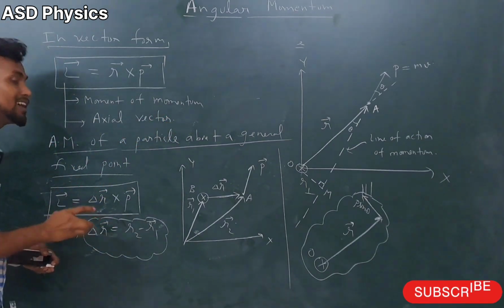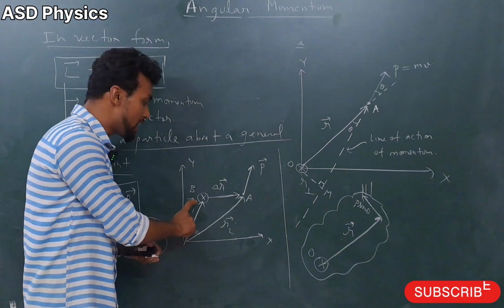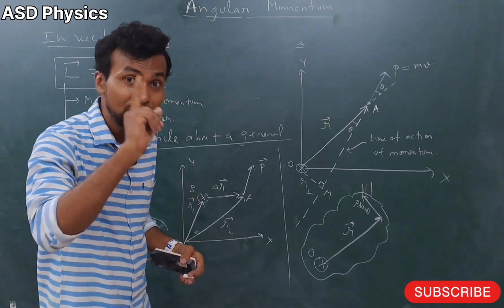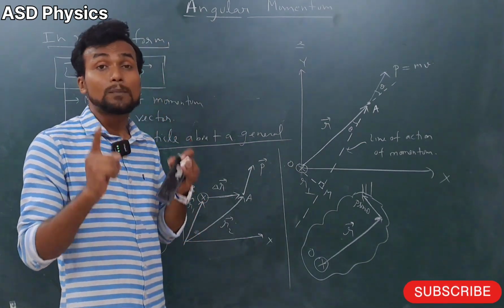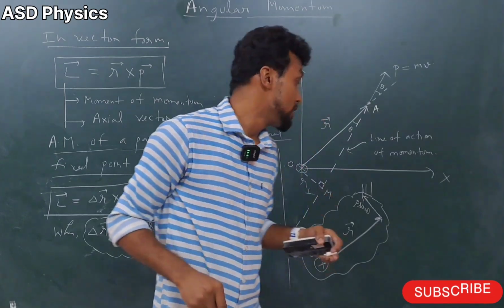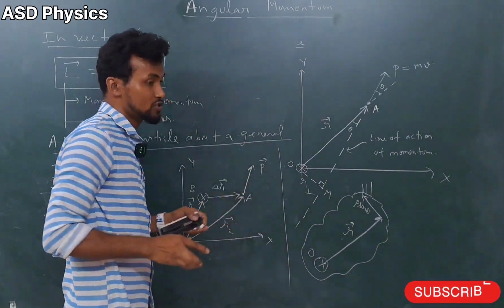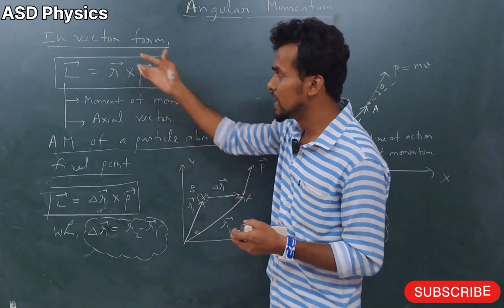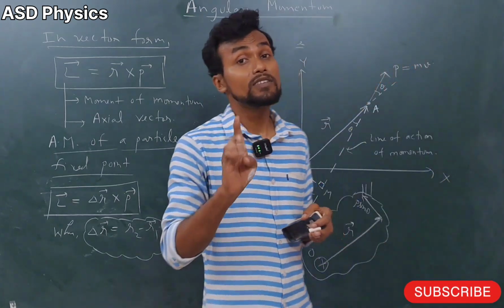L equal to delta R cross P. Okay, what is the R1? This is the position vector of the fixed point. And what is R2? The position vector of the particle where the particle is having some velocity. So my dear students, we have seen these two formulas. After that, we have two more formulas.